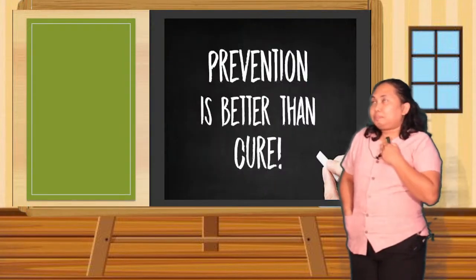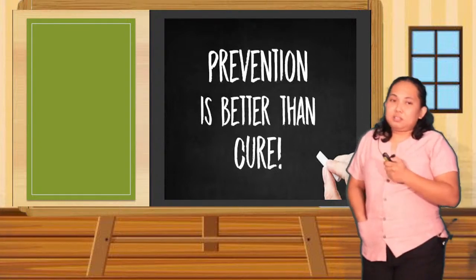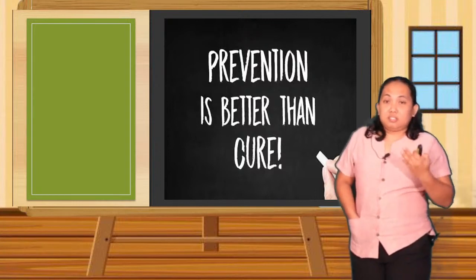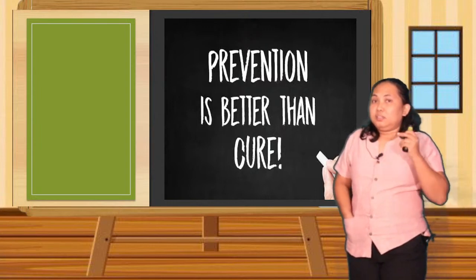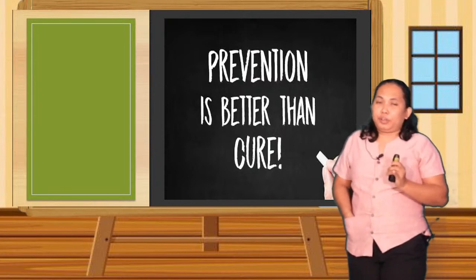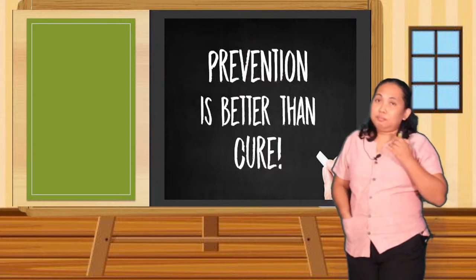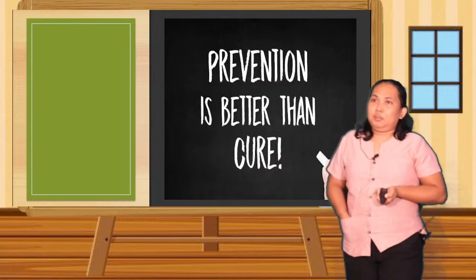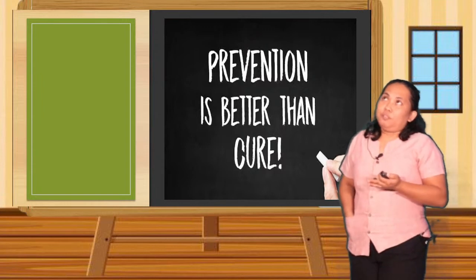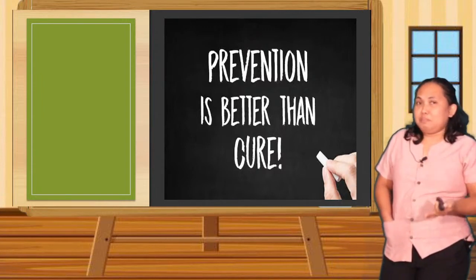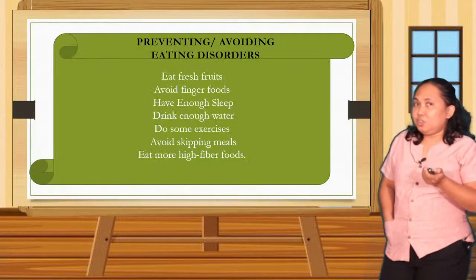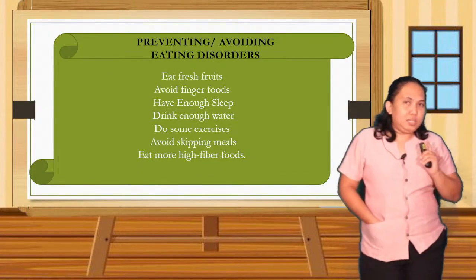As I go on with the presentation, we have already tackled the meanings, the signs and symptoms, but just a few for the prevention side. We must always think that prevention is better than cure. So what will we do if some of our friends, colleagues, brothers, sisters, or family members have these kinds of eating disorders? Of course, prevention is always better than cure, so we must avoid eating disorders.